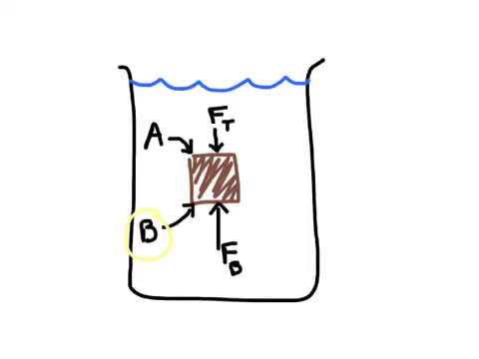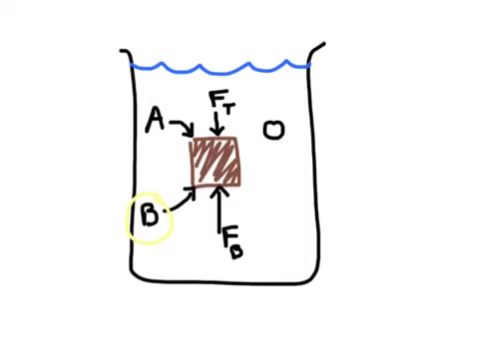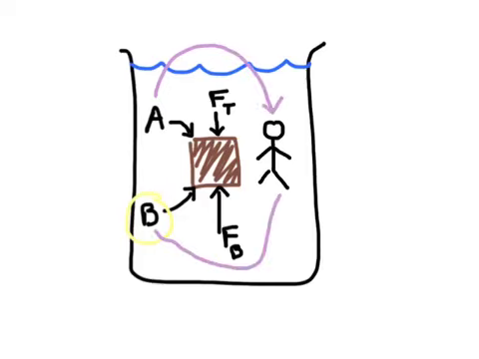So if you're hanging in the water, I'll draw you now, let's say this is you. You are looking to decide what part of your body is experiencing more force, and the same thing applies. Point A would be your head, and point B would be your feet. If you're hanging upright in the water like that, your head will be experiencing less force than your feet.